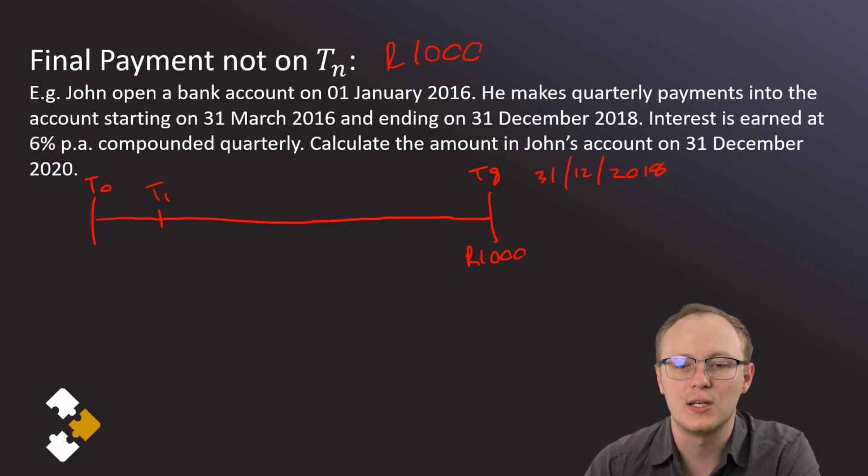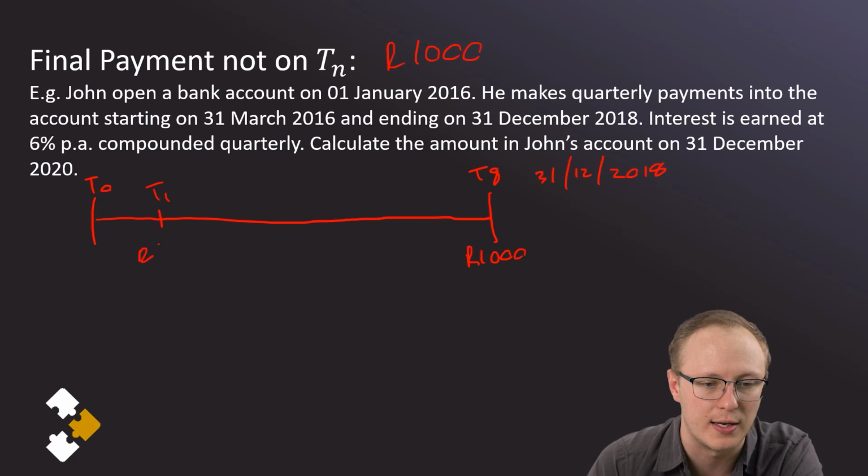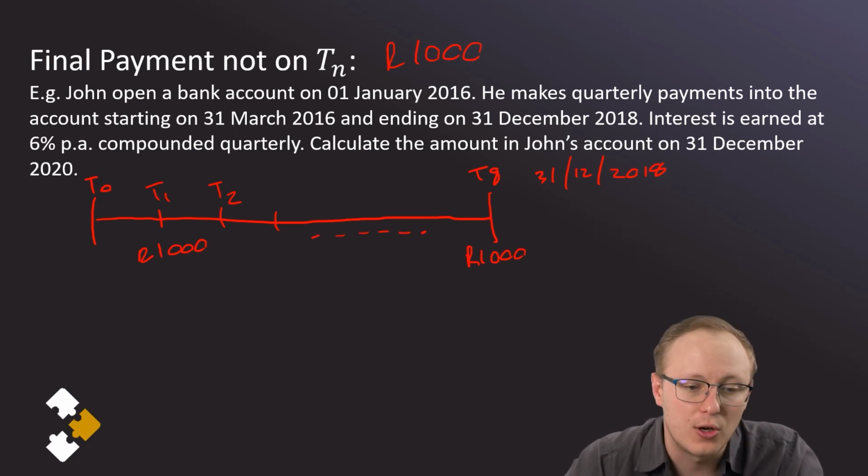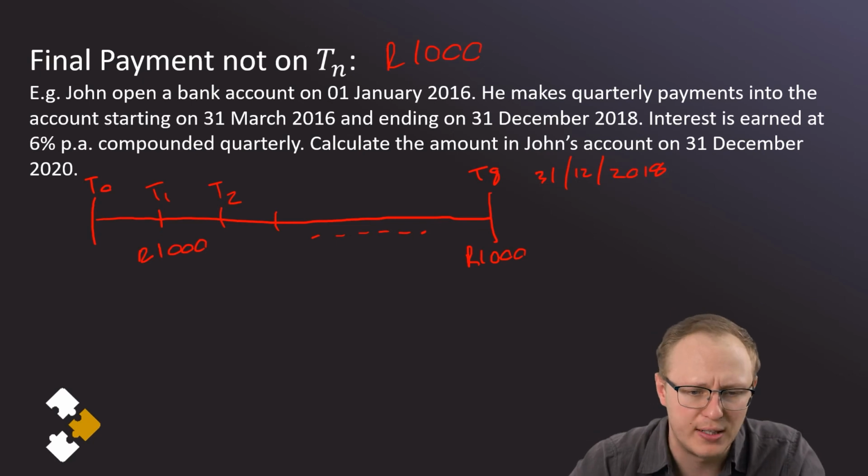He makes his quarterly payments into the account starting on 30 March 2016. That's at the end of the first quarter, so that's going to be at T1. And if your first payment is at T1, life is going to be dandy, because that means you'll have 8 periods for 8 quarters, and you're going to have 8 payments, right?